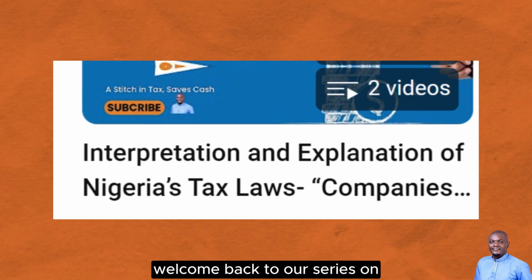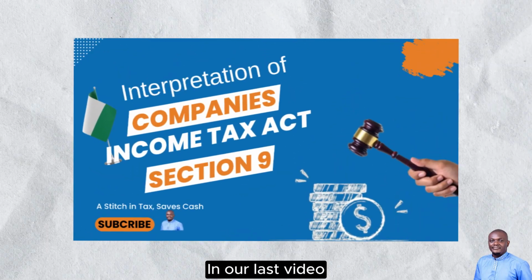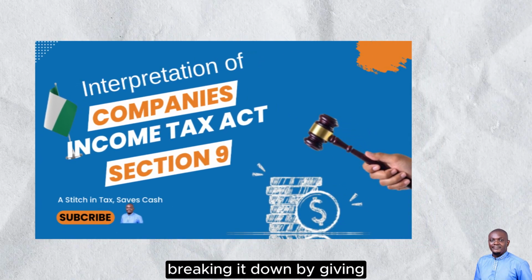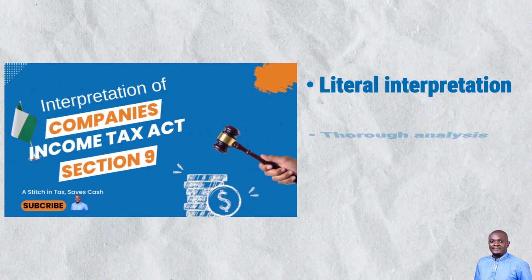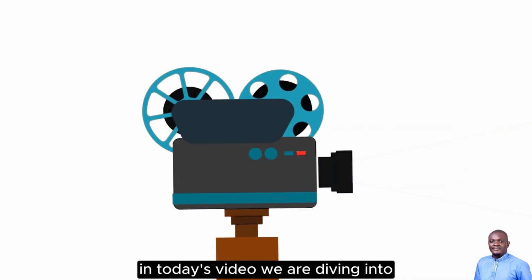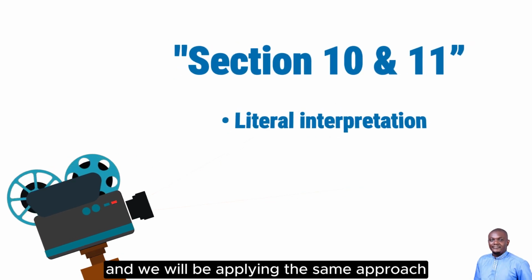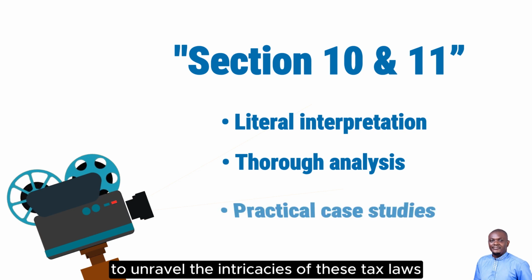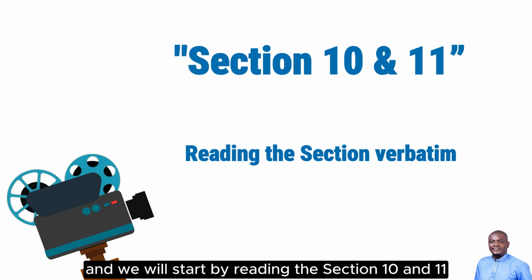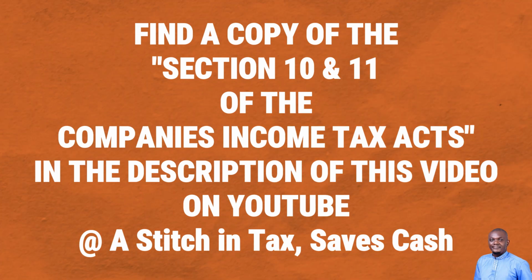Welcome back to our series on interpretation and explanation of the Company Income Tax Act. In our last video, we dissected Section 9 of the Companies Income Tax Act, breaking it down by giving literal interpretations, thorough analysis, and practical case studies to simplify the concepts. In today's video, we are diving into sections 10 and 11, and we will be applying the same approach to unravel the intricacies of these tax laws. And we will start by reading the section 10 and 11 verbatim. You can also find the text of sections 10 and 11 in the video description.